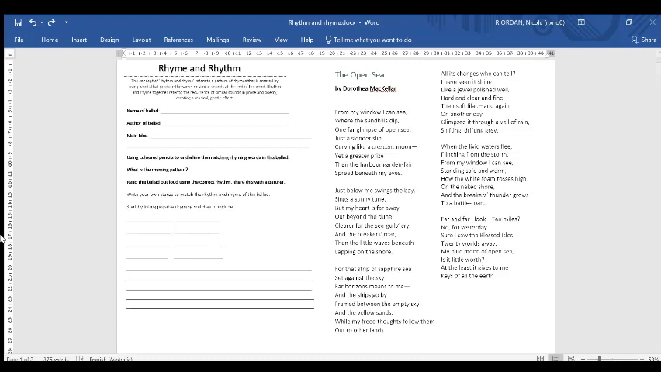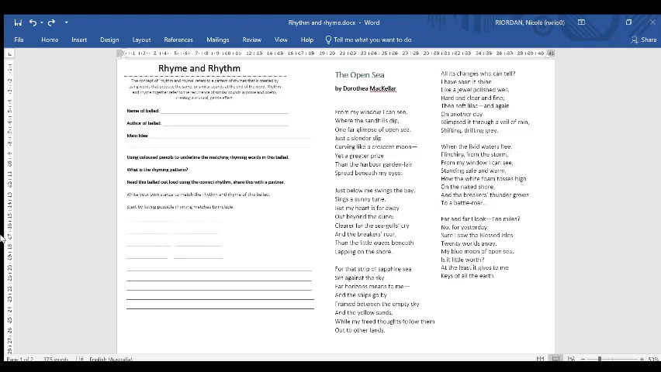Okay, so we're going to have a look at The Open Sea by Dorothea McKellar now, and try to first identify the rhyming words and the rhyming patterns here. And then we're going to have a look at the rhythm, so we're going to count the syllables to find out what the flow of this poem is. Okay, so quickly having a look at the rhyme, remembering these are words that end with the same sound. So I'm going to read the first stanza, and I want you to pick out where you can find the words that end with the same sound. They might be in a particular spot if we have a look at this poem.